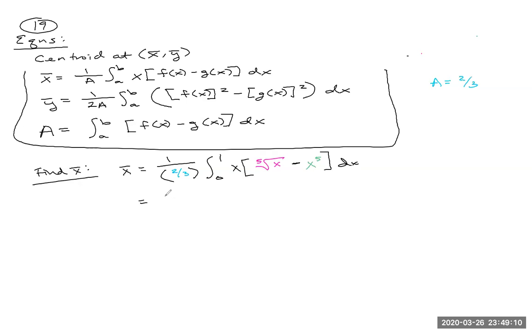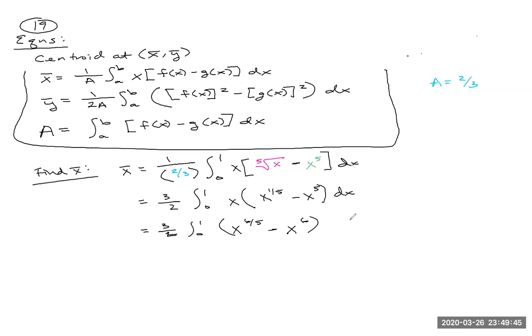So in the front, you're going to get 3/2. You have 0 to 1. This is x times x to the 1/5 minus x to the 5th. That's 3/2, integral 0 to 1. Remember this is x to the 1st times x to the 1/5, so you're going to get x to the 6/5 out. And then you subtract x to the 6th. So 3/2.